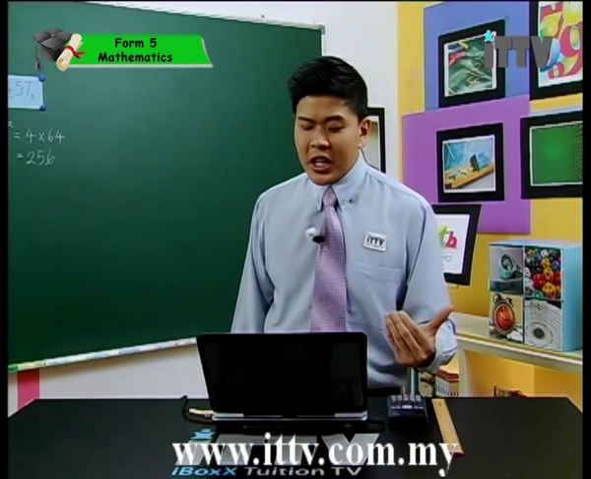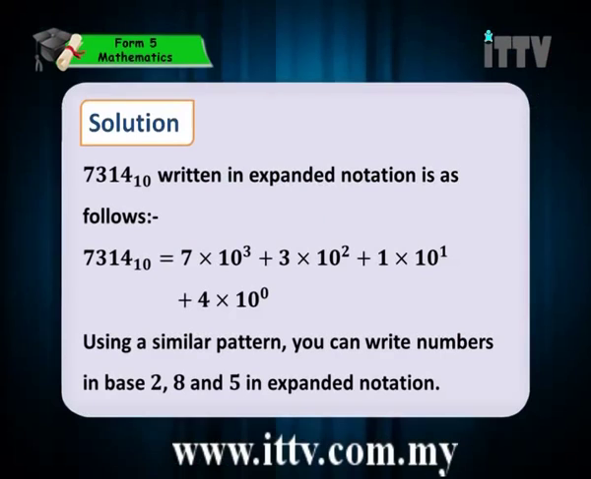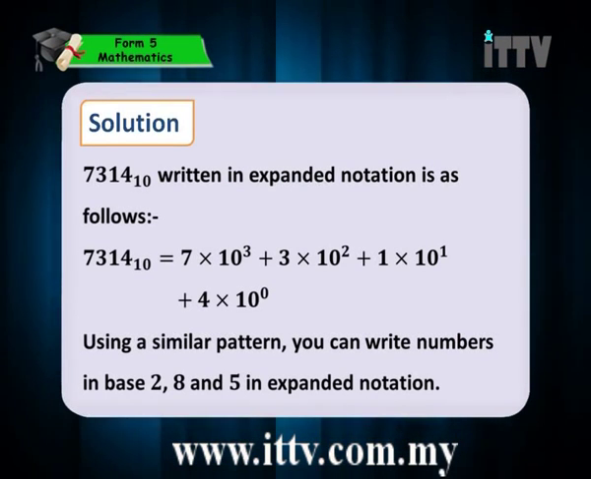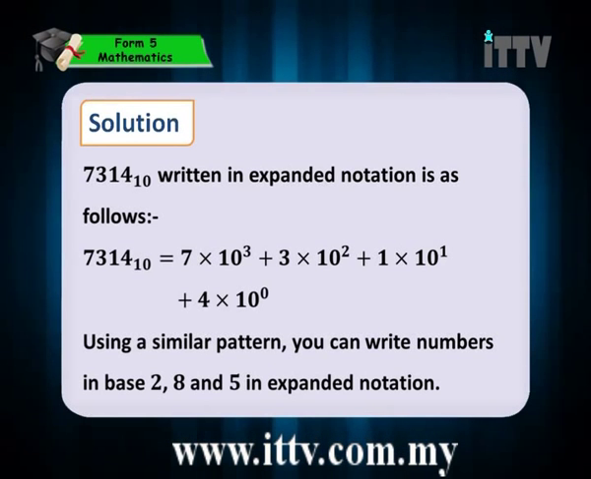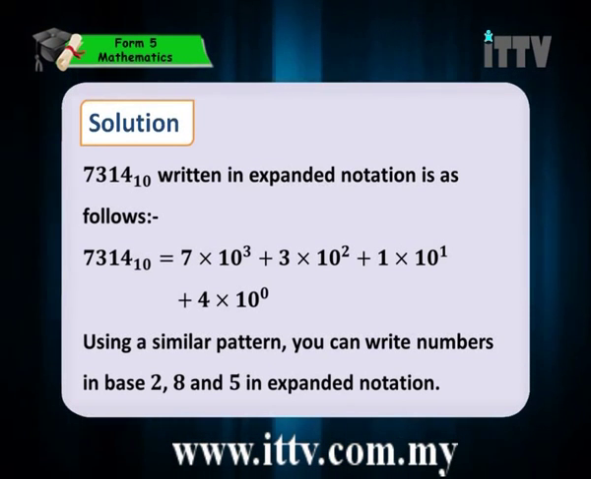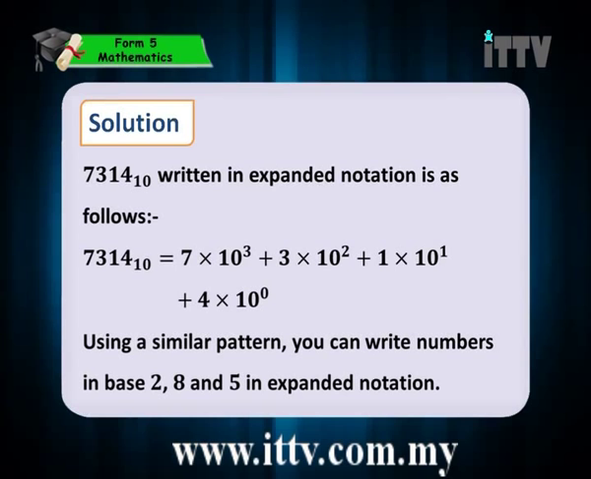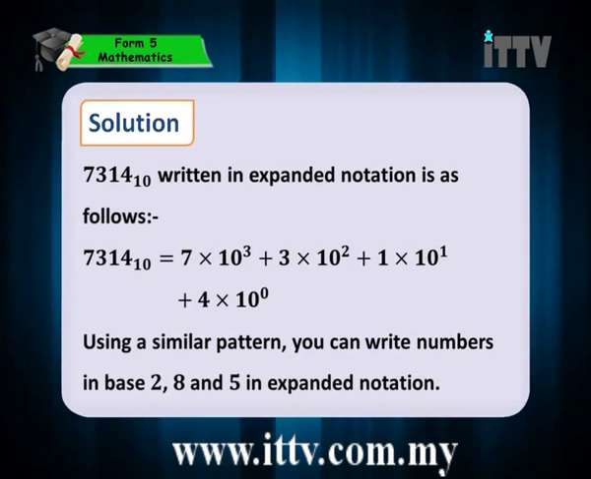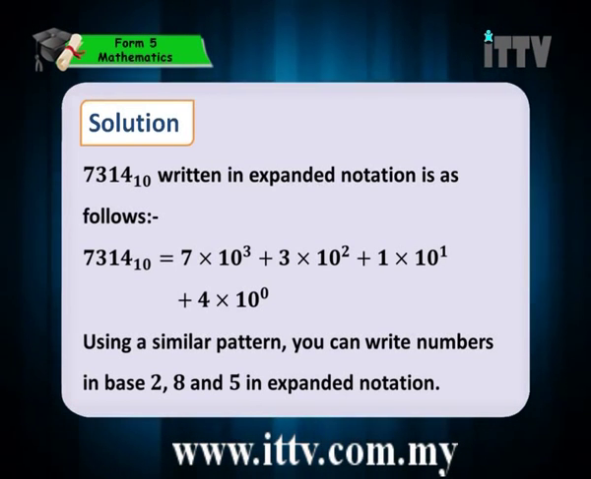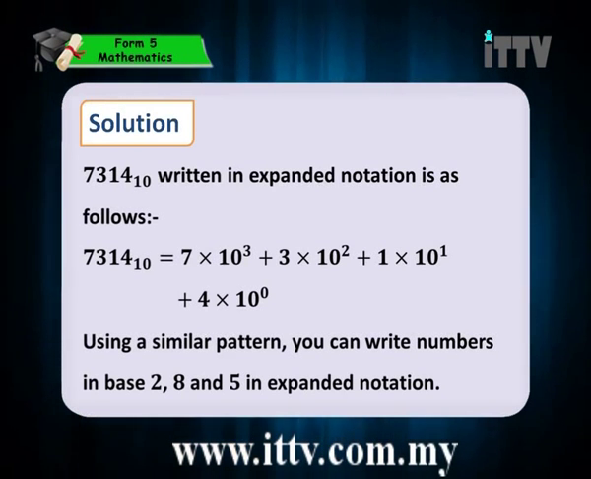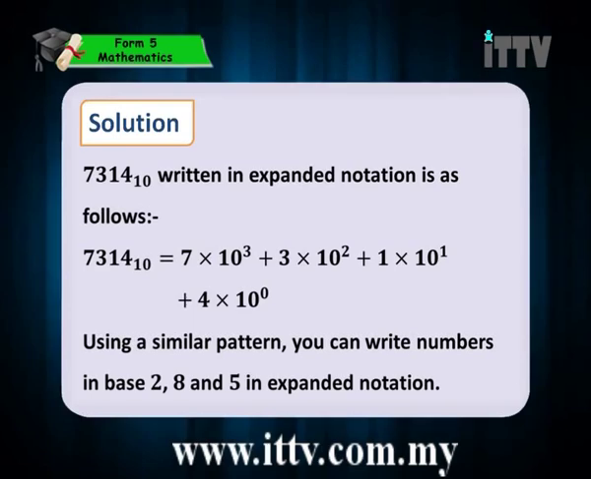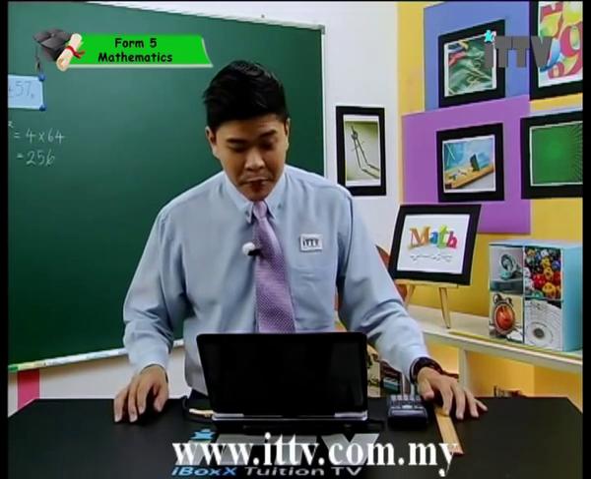Alright, so expanded notation will be as follows. 7314 in base 10 is equal to 7 times 10 to the power of 3, plus 3 times 10 to the power of 2, plus 1 times 10 to the power of 1, plus 4 times 10 to the power of 0. Alright, so using the same pattern, you can write numbers in base 2, 8 and 5 in expanded notation. Okay, now let's take a look at one more example.